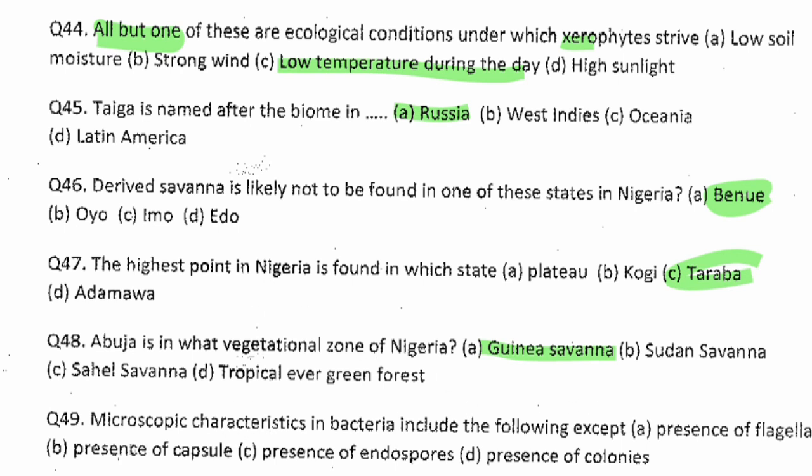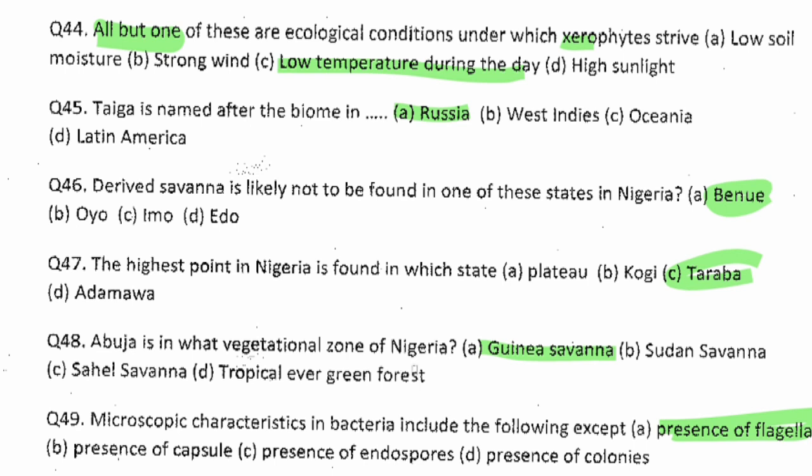Question number 49. Microscopic characteristics in bacteria include the following except dash. Microscopic is the underlying word there. So it includes the following except what? The answer to that question is presence of flagella. Have you seen bacteria with flagella before? Flagella is used for movement in some organisms like euglena, but not in bacteria.